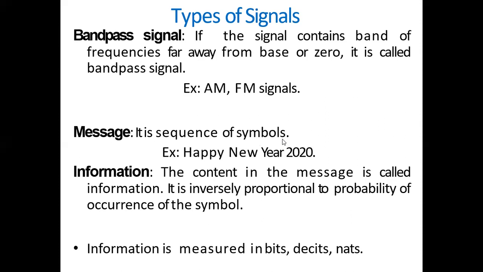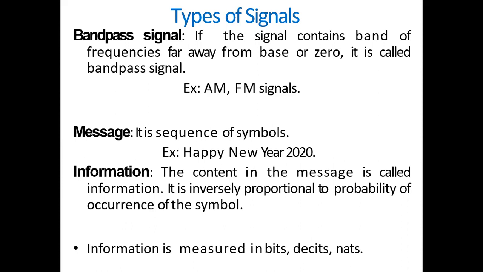Next, coming to the bandpass signal, if the signal contains a band of frequencies other than 0, it is called a bandpass signal. Examples are AM signals and FM signals. We will see what is meant by AM, amplitude modulation, and FM, frequency modulation.